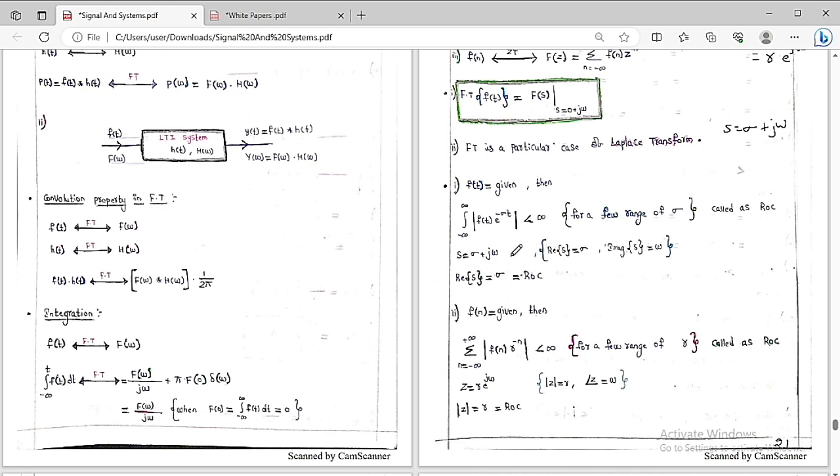So s is equal to sigma plus j omega, and the real part of s is called sigma, and the imaginary part of s is called omega. So the real part of s is nothing but sigma, which is called the ROC. So this is a very important statement. Always you have to keep it in mind.